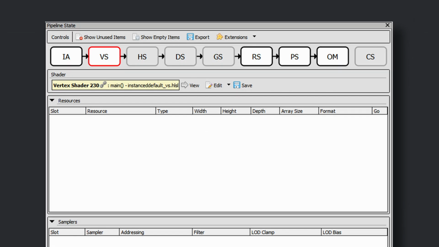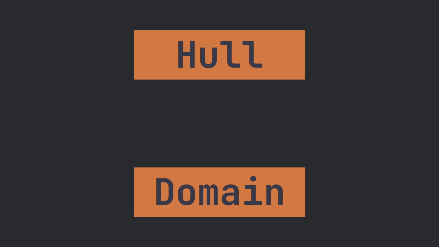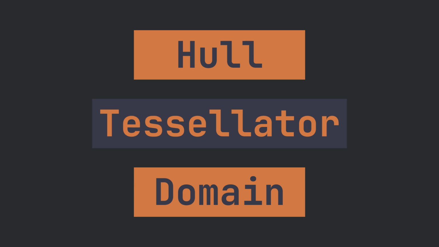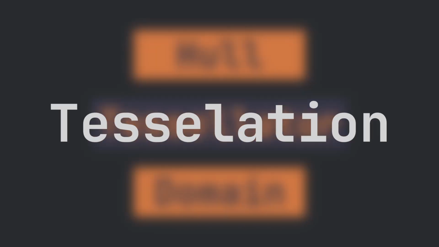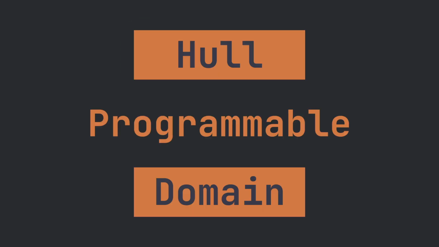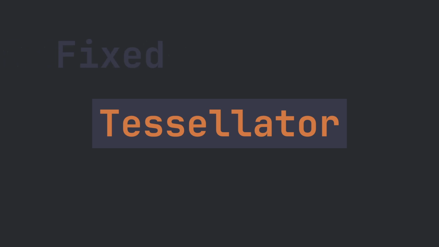The next three steps in the pipeline are hull, domain, and geometry shader. Hull and domain, together with the tessellator, are the three stages used in tessellation. Hull and domain are programmable, whilst the tessellator is a fixed stage.